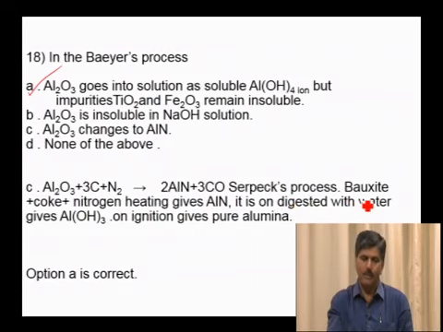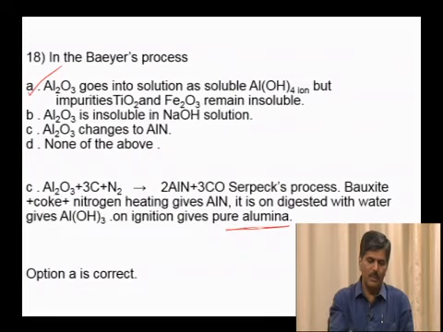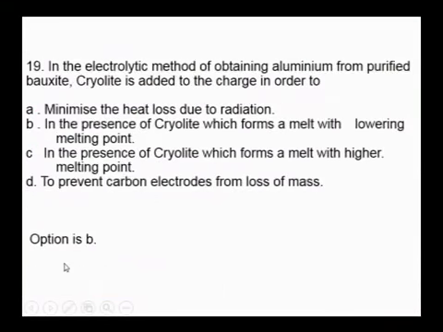This, when digested with water, gives aluminum hydroxide. On ignition it gives pure alumina. But this does not remove the impurities TiO2, Fe2O3, etc. Hence, this option is also not correct. Therefore, the correct option is A. Now, let us see the next one.